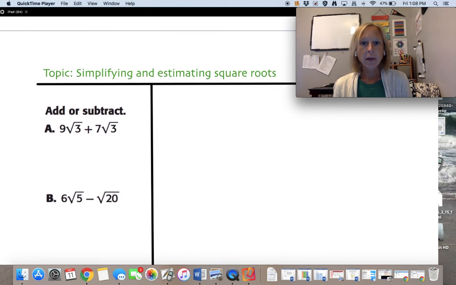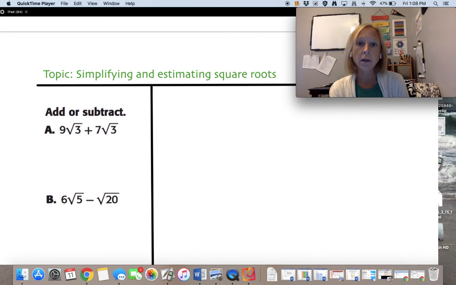We're going to add or subtract, and our rule here is we can only add and subtract if they are like radical terms. Remember, like radical terms have the same number underneath the radical. And then what you can do is simply use the sign and the numbers in front to do the rest. In our first example, we have like radical terms. So what we can do is just add 9 and 7, and then that radical 3 tags along. 9 plus 7 is 16. And then we just keep that square root of 3 there.